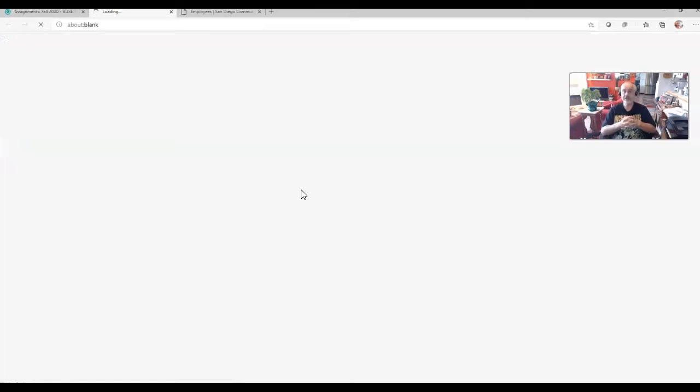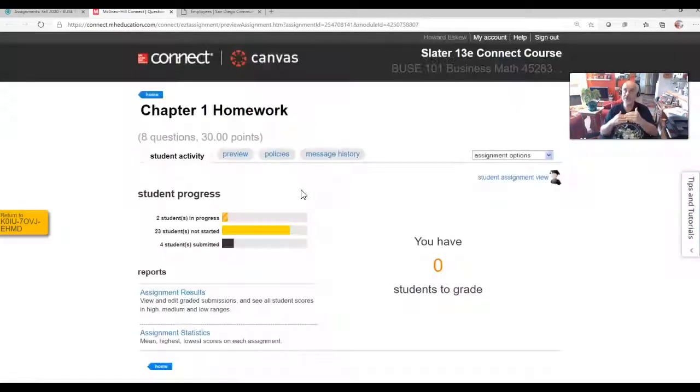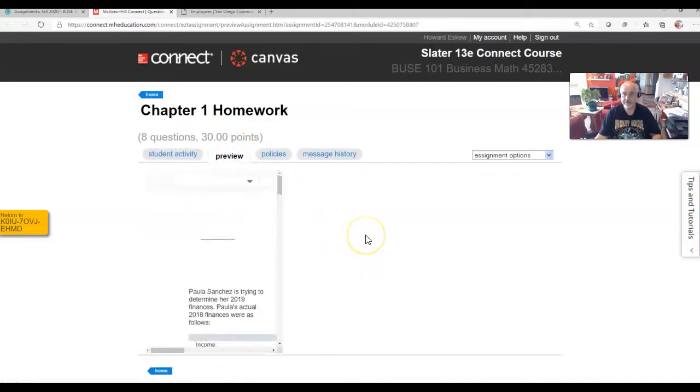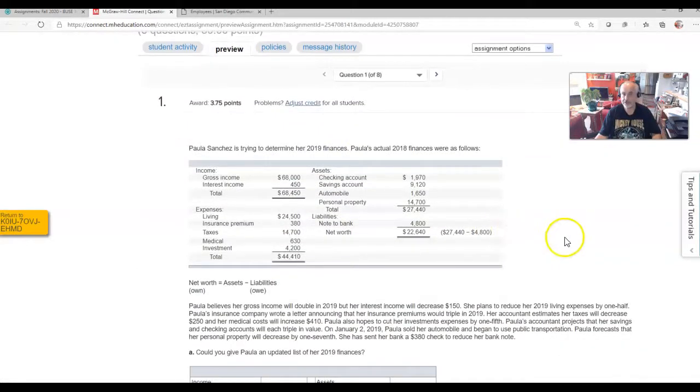Here's the way I would tackle the homework. As you can see, for homework 1, you've got 8 questions. In most chapters, you have somewhere between 5 to 8 questions. Again, I'm in the instructor view, so if we look at this, here are your questions. Here's how I would approach this.